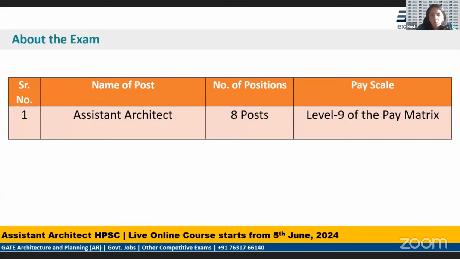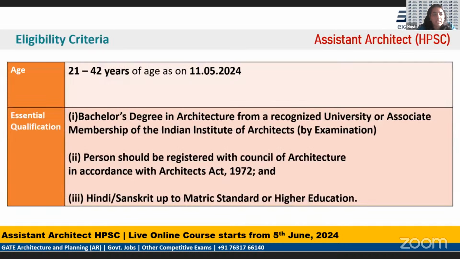Now, I'm sure most of you have filled the form. The post is for that of an assistant architect and there are 8 vacancies for the same. As far as the eligibility criteria is concerned, the candidate should be between 21 to 42 years of age as on 11th May. That was the last date for filling the exam form. And as far as the qualifications are concerned, you should have a bachelor's degree in architecture. You should be registered with the Council of Architecture. And you should have had Hindi or Sanskrit in your 10th standard or higher education level.